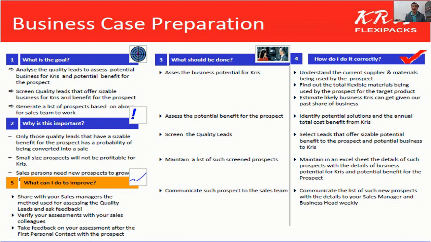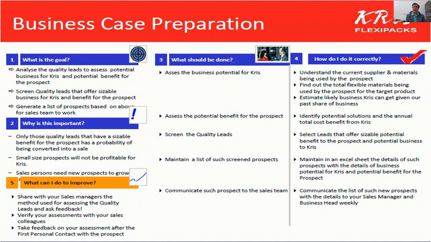How can this be done correctly? Here you need to understand what your potential customer is using. So you need to understand the brand, the product, and the material that is used by the prospect. Find out what other materials they are using, what it costs, and what benefit it gives. Then you say, okay, if the customer starts using my product, what kind of benefits can they get? Will it cost more or similar? And then you make a quick calculation, a quick estimate, of the business benefit that the client can get.